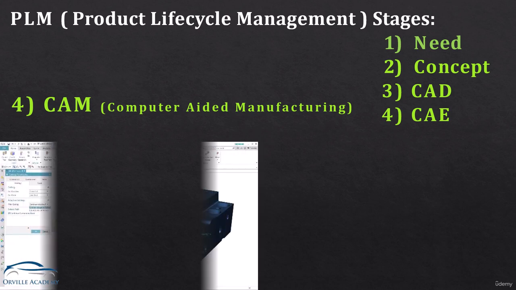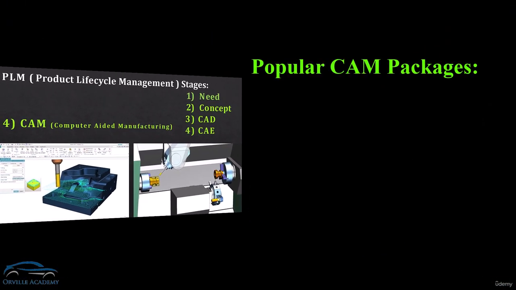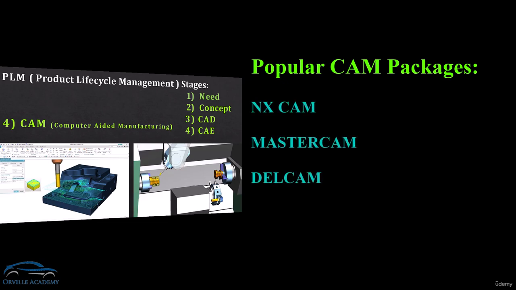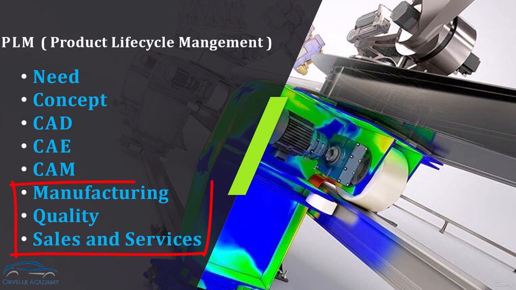With the help of CAM, we can virtually generate the toolpath. We can identify which toolpath is the optimized one, and we can produce the G code and M code within a fraction of a second. On my screen you can see I have the manufacturing process carried out in NX CAM. And here again I have a second manufacturing process, again carried out in NX CAM. There are multiple popular CAM packages available such as NX CAM, Mastercam and DELCAM. Once the virtual manufacturing is done, we can go for actual manufacturing using the G code and M code sent by the CAM department. And once the actual manufacturing is done, we will go for the quality.